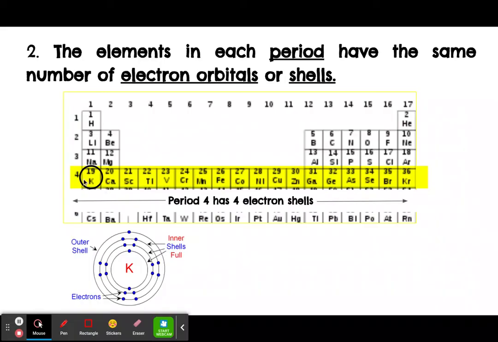So I've circled this first one, which is potassium, and here is a drawing of a model with the nucleus here in the middle and the orbitals on the outside. So you can see there's 1, 2, 3, 4 rings or orbitals. Each orbital has electrons. These electrons are represented by dots, and they go around the outside of the nucleus.